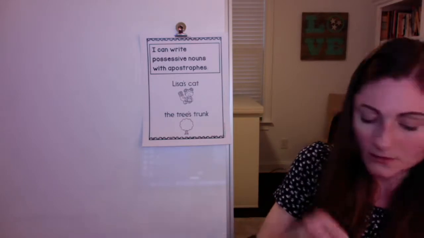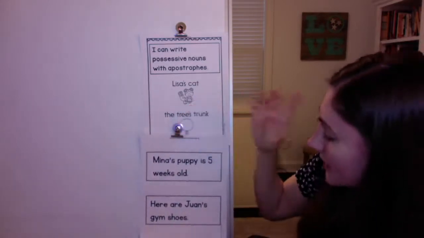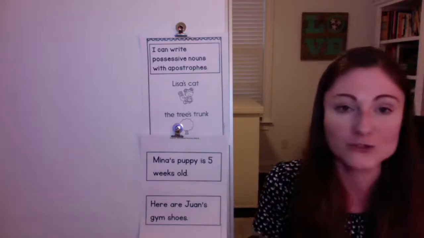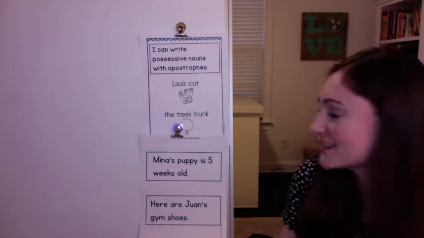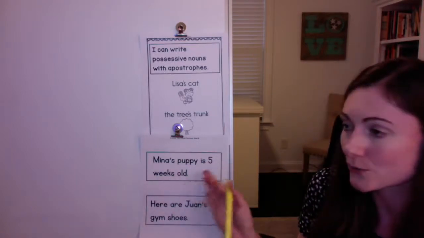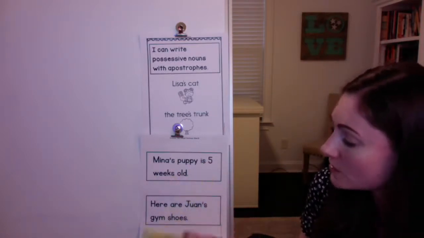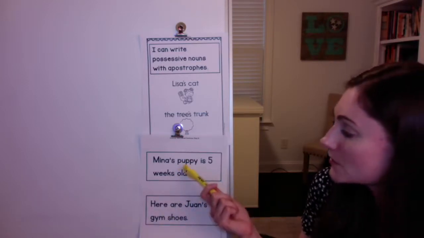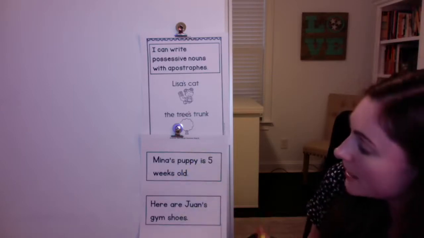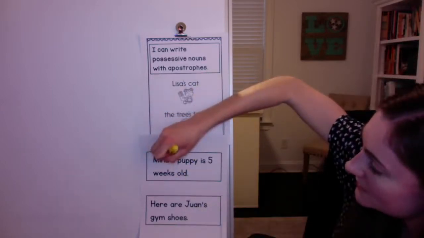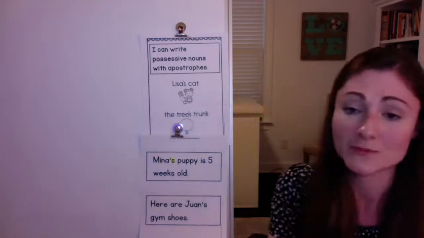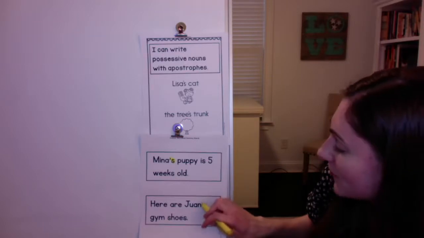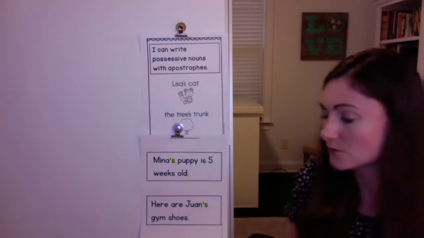All right. So here are my example sentences. And again, this is just the explore phase. We're not expecting kids to identify apostrophes or know what a possessive noun is yet. But I'll read them the sentences, and we'll read them together. Mina's puppy is 5 weeks old. Got another Juan. Here are Juan's gym shoes. So who does the puppy belong to? Belongs to Mina. How do we know that? Because we've got the apostrophe S. This is a possessive noun. Now try to get them to say the words possessive noun repeatedly. Juan's gym shoes, we got the apostrophe, we got the S. Who do the gym shoes belong to?